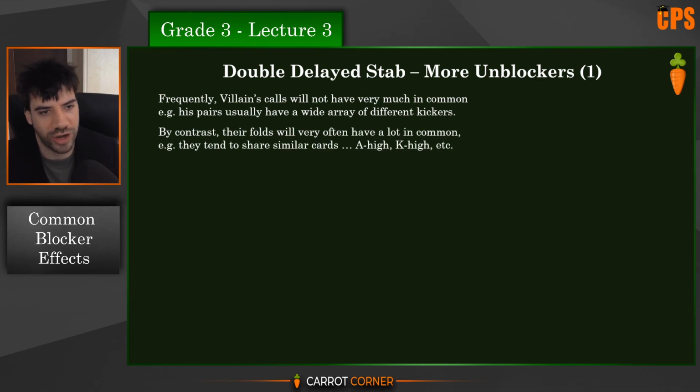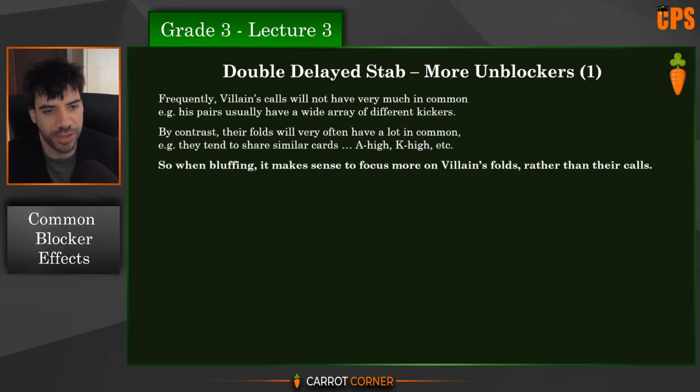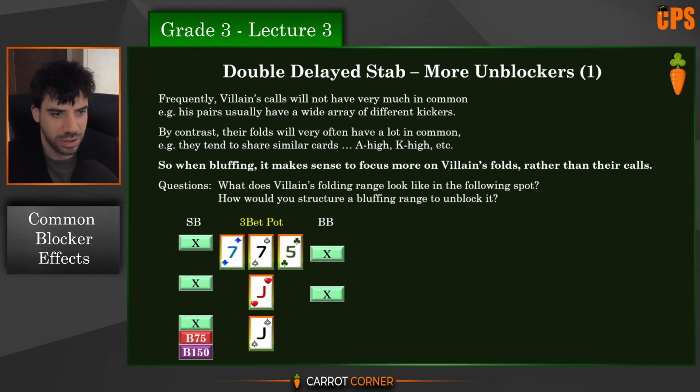But by contrast, their folds will very often have a lot in common. These can share similar cards like ace high, king high, busted draw, busted straight draw, flush draw, etc. So when bluffing, it makes sense, as we've said, to focus heavily on blocking or unblocking villain's folds rather than their calls. Here are some questions.